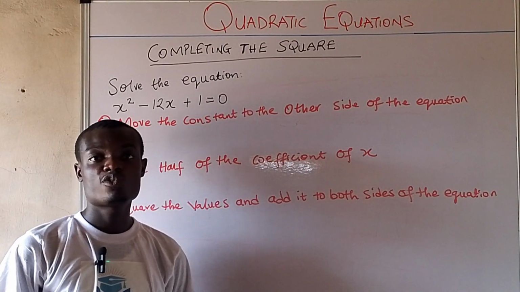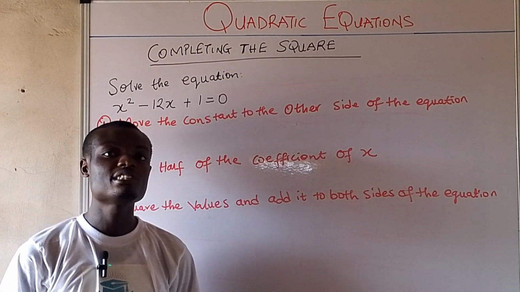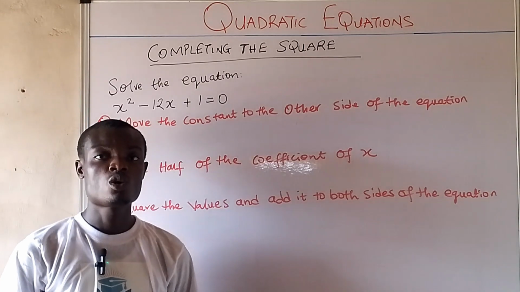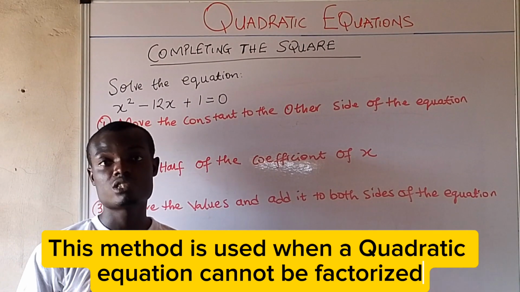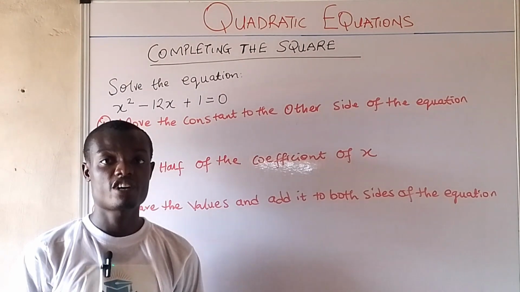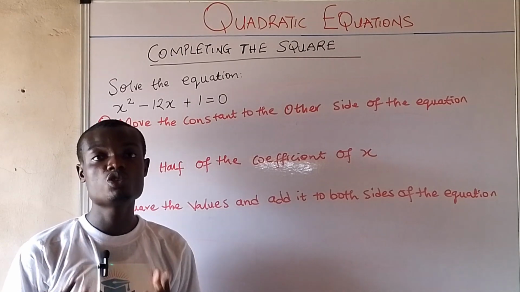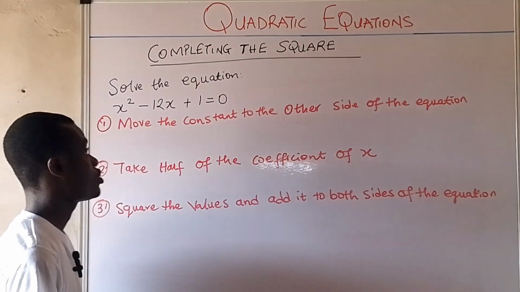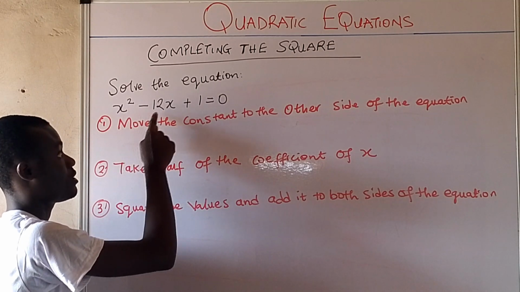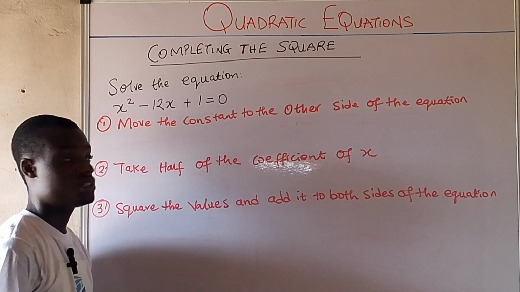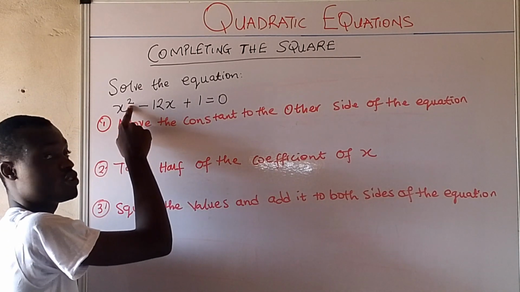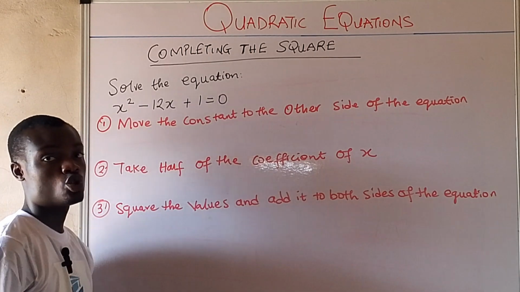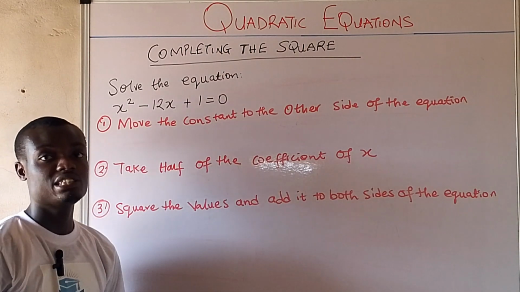The second method for solving a quadratic equation is the completing the square method. We use this method when a quadratic equation is not factorizable. So now how do we use completing the square to solve a quadratic equation? Now looking at this first question, the question says solve the equation x squared minus 12x plus 1 is equal to 0. Now recall that the highest power of the unknown here is 2. So this makes the equation a quadratic equation.